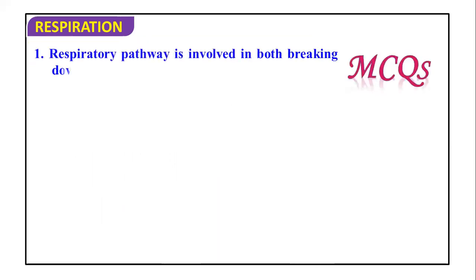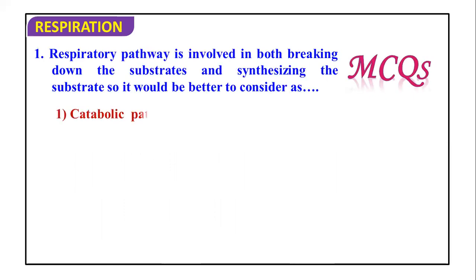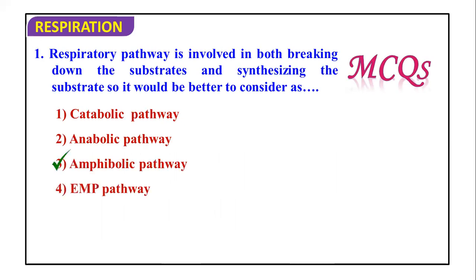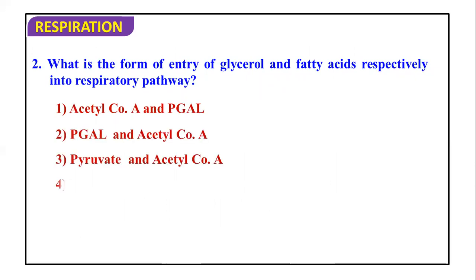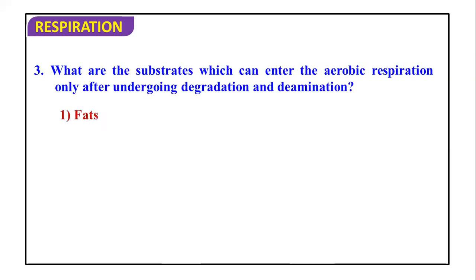Let's discuss some MCQs. The respiratory pathway involves both breaking down of substances and synthesizing the substrate, so it would be better to consider it an amphibolic pathway. Obviously, what is the form of entry of glycerol and fatty acid respectively in the respiratory pathway? Obviously, they enter through PGAL and acetyl coenzyme A respectively. What are the substrates which can enter aerobic respiration only after undergoing degradation and deamination? Obviously, proteins first undergo degradation, then deamination, and enter this pathway. Because of this, it is proteins.